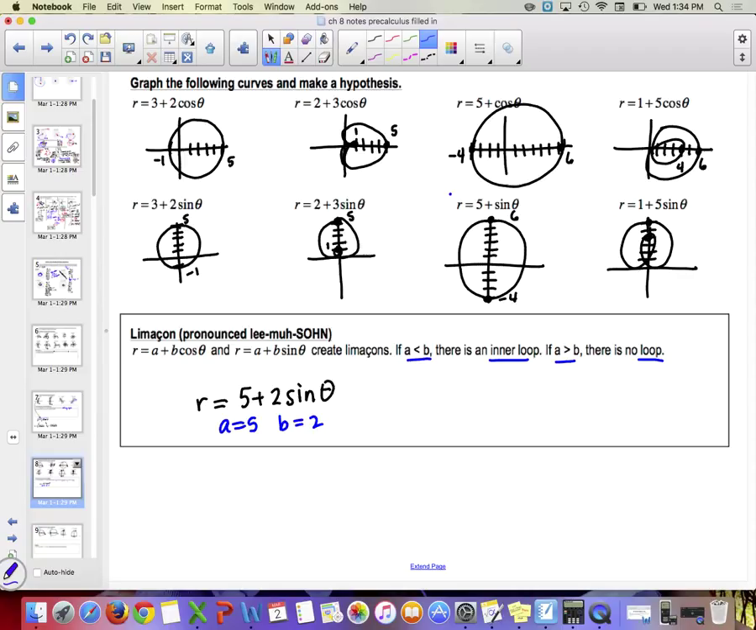So if you look at this one, for example, r equals 5 plus sine of theta. The A and the B are 5 and 1. Do you guys see that? What happens when you add A and B together? You get 6. Do you see that on your curve somewhere? It goes up to a height of 6.